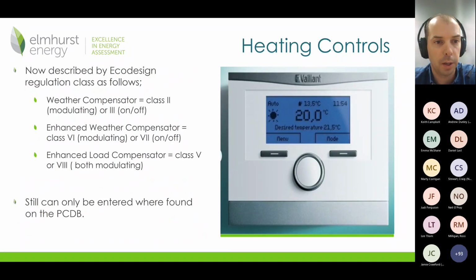Heating controls, we don't call them weather compensators or load compensators anymore. We just refer to them by the ERP class. That's class 2, 3, 4, 5, etc. And the SAP assessor can only pick those from a controlled BRE database. You can't just enter your own details in.